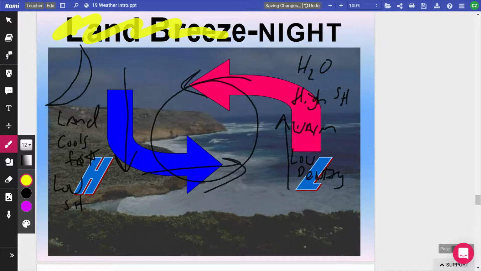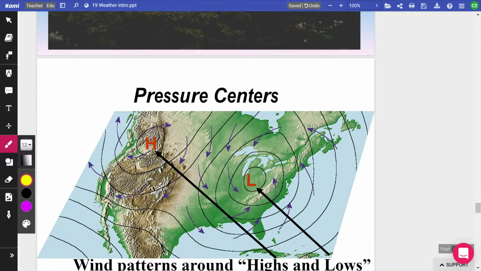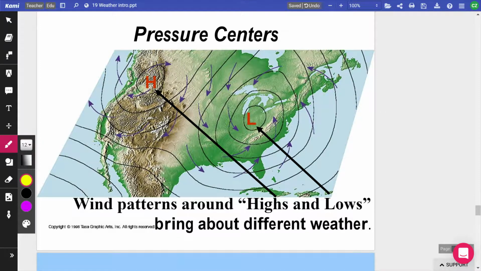Okay, and that happens at night. It's important to know how that works. If you've ever been to the beach, you'll understand a lot of these concepts. So let's look at a larger scale situation with pressures.